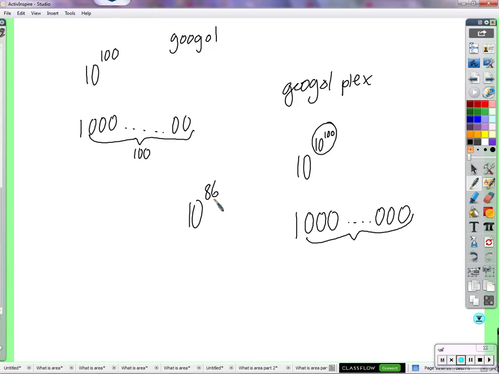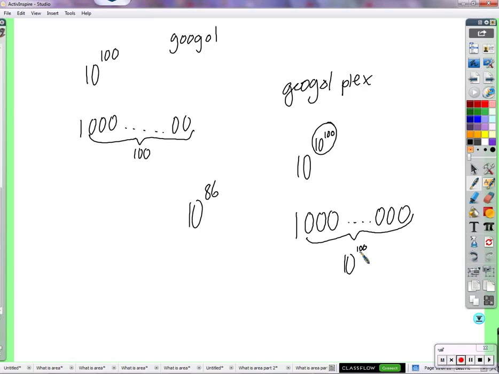Is there like a googol and 1? Sure, you can add 1 to a googol. So a googol and 1. It would be bigger than a googol. One more.